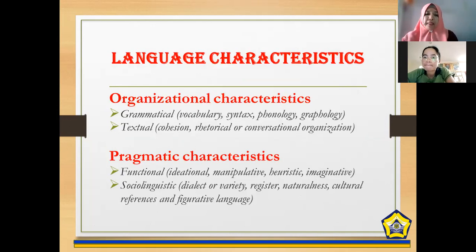The pragmatic characteristic is divided into 2: functional and sociolinguistic. Functional includes, for example, ideational, manipulative, heuristic, and imaginative. And then sociolinguistic consists of dialect or variety, register, naturalness, cultural reference, and figurative language.